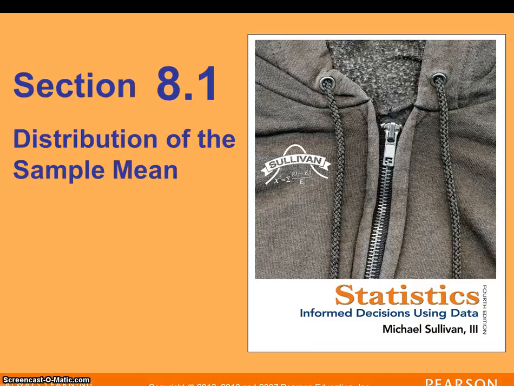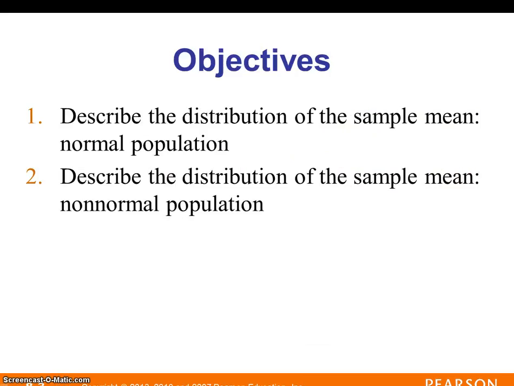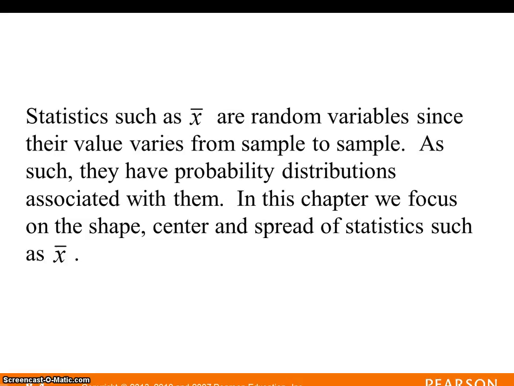In section 8.1, we'll look at the distribution of the sample mean. These will be our objectives here: to describe the distribution of the sample mean using a normal population, and to describe the distribution of the sample mean using a non-normal population. Since our statistics now will have some variability to them, you can think of them as probability distributions.